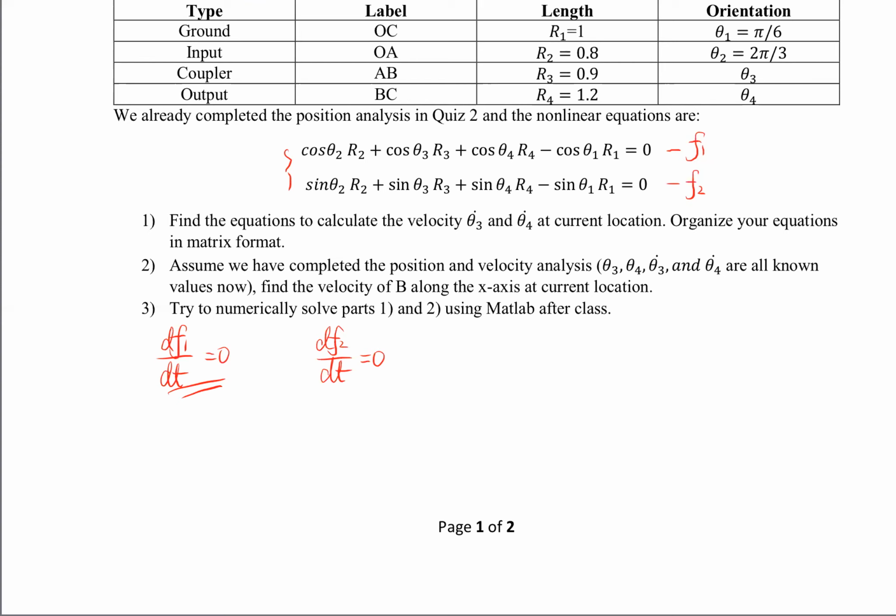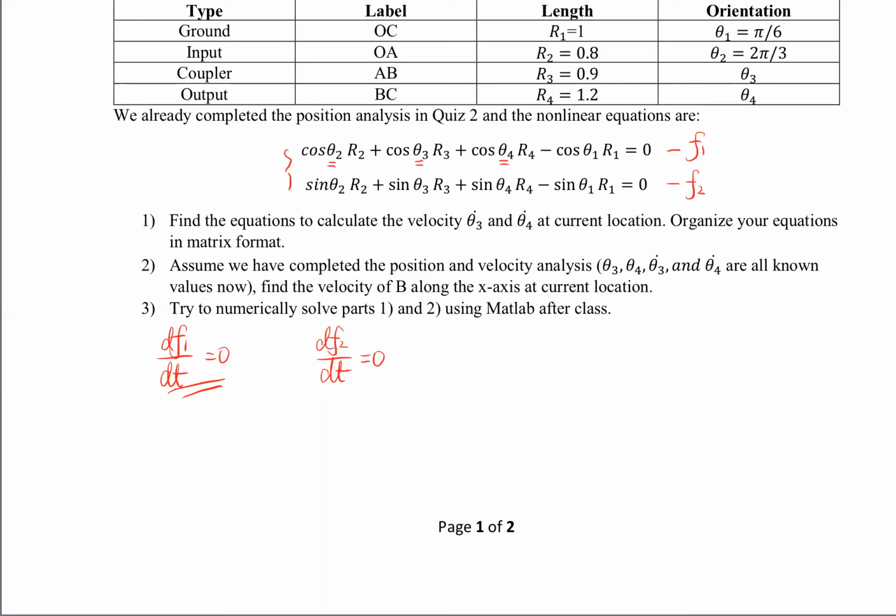So for dF1/dt, we need to calculate the time derivative of the first equation. The first thing you need to do is find all the time varying parameters. Theta 2 is rotating, so that's changing. R2 is a constant length, so it's a constant. Theta 3 is rotating, theta 4 is rotating, and R3, R4 are fixed lengths because they are fixed links, so they're constant. Theta 1 is the orientation of your ground. It's never moving, so that's a constant. R1 is also a constant. So you only have three time varying variables, and you just need to calculate time derivatives with respect to these three angles. Don't worry, just calculate one by one.